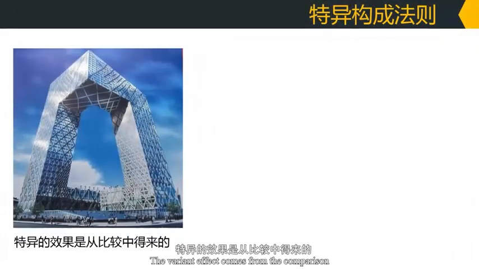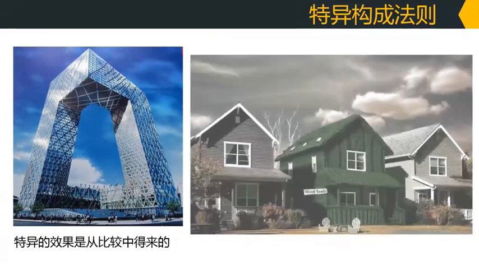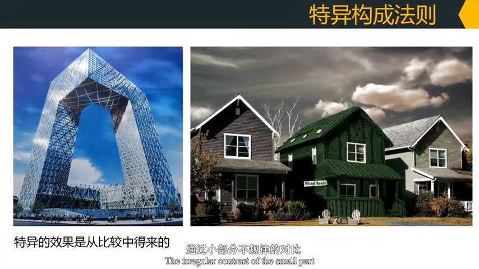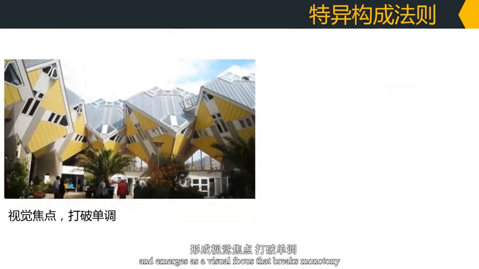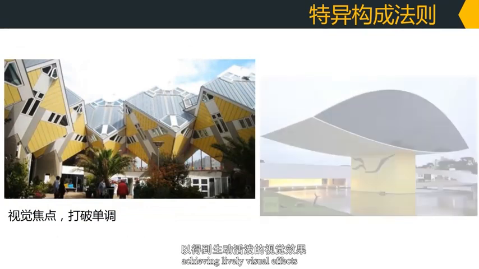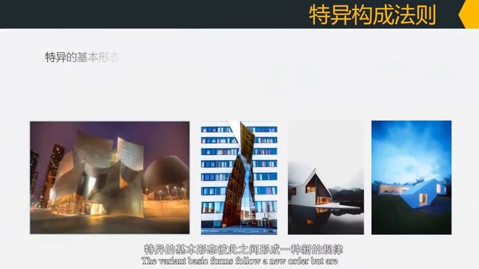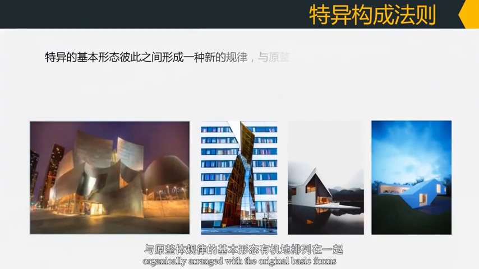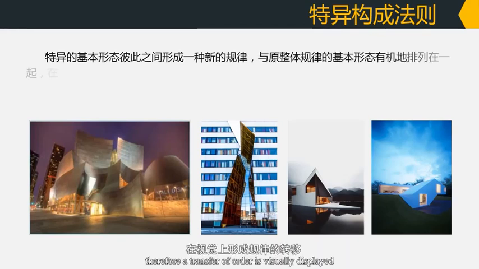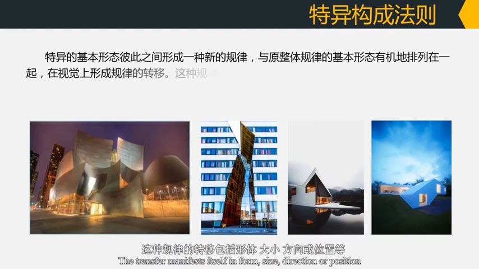The variant effect comes from the comparison. The irregular contrast of the small part visually stimulates people and emerges as a visual focus that breaks monotony, achieving lively visual effects. The variant basic forms follow a new order, but are organically arranged with the original basic forms. Therefore, a transfer of order is visually displayed. The transfer manifests itself in form, size, direction, and position.